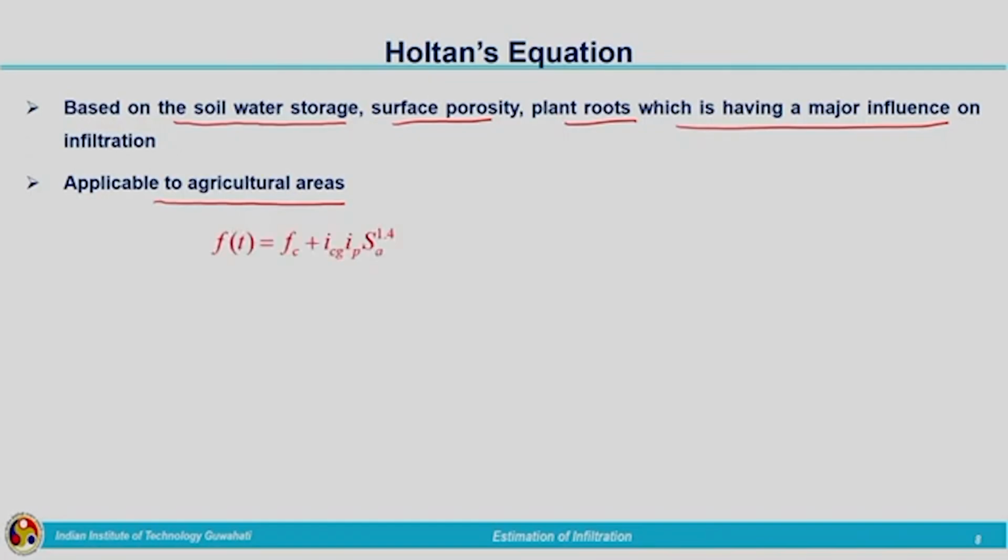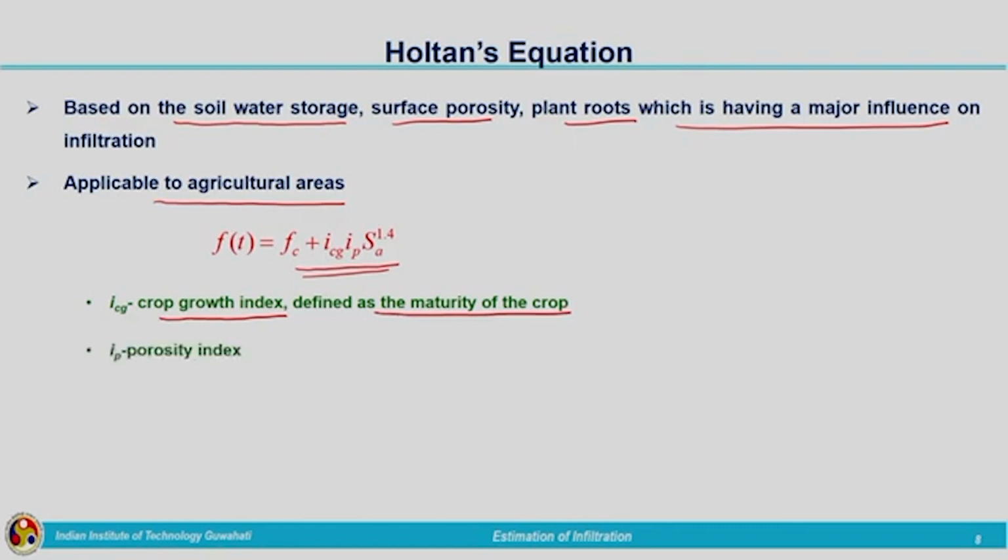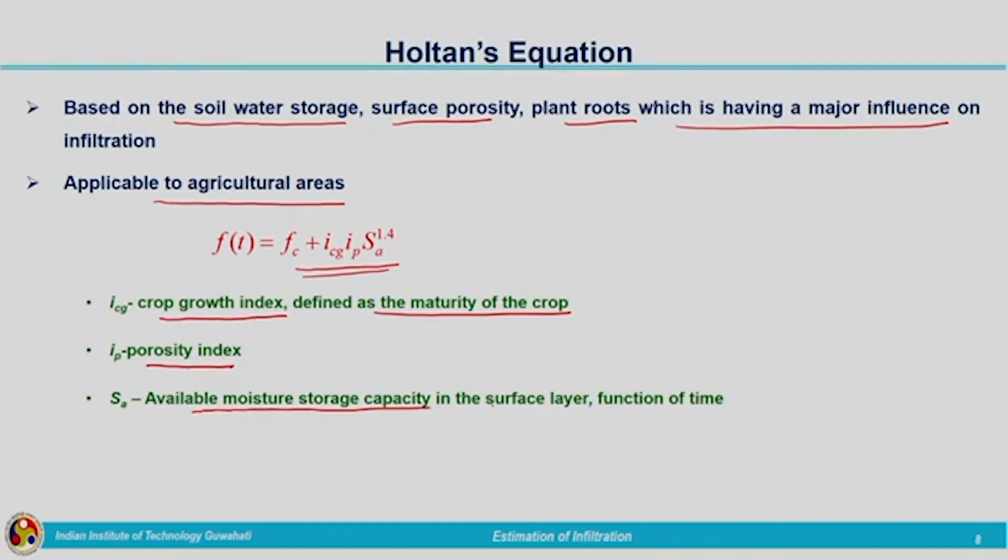So, f of t is given by f of c plus ICG IP SA to the power of 1.4. Let us see the different terms one by one. ICG is the crop growth index, defined as the maturity of the crop, and IP is the porosity index. SA is the available moisture storage capacity in the soil layer, which is a function of time. Soil layer means the upper layer of the soil, which is considered as the plowing layer also.